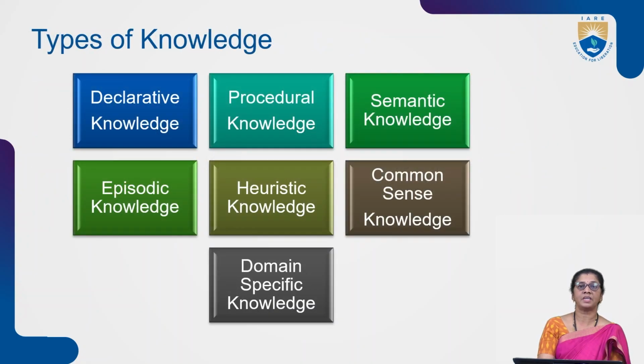Now we'll see different types of knowledge. Different types of knowledge include declarative knowledge, procedural knowledge, semantic knowledge, episodic knowledge, heuristic knowledge, common sense knowledge, and domain specific knowledge. We'll see a brief description of each knowledge.